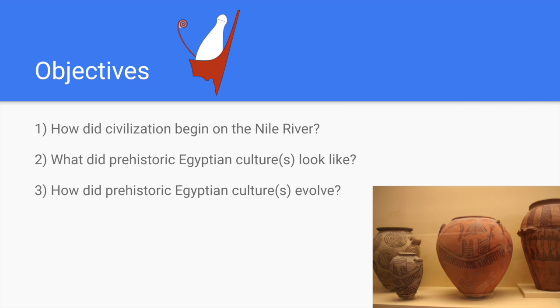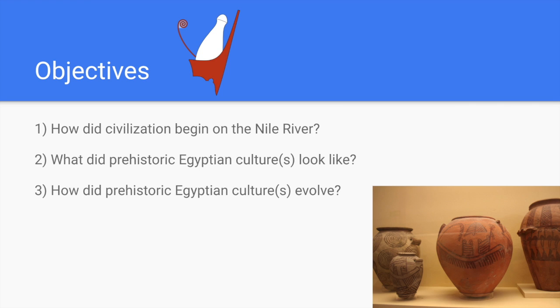So in the beginning, I want to outline 3 objectives. So this is what the video will cover. The first objective is, how did civilization begin on the Nile? We're going to be looking at why the Nile was so conducive to human civilization.